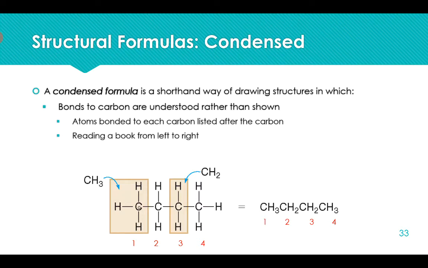We can see that this molecule has 4 different carbons. We're going to read these across from left to right and write out what's bonded to each carbon. The first carbon has 3 hydrogens bonded to it. The second carbon has 2 hydrogens. The third carbon has 2 hydrogens. And the last carbon has 3 hydrogens. So you just read across.